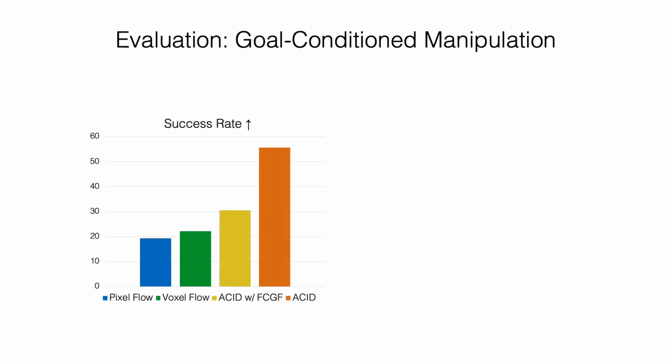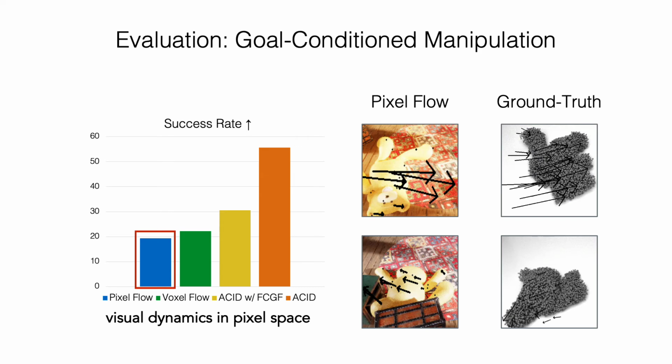We quantitatively evaluate the goal-conditioned manipulation performance of ACID and other baselines. First, we evaluate the pixel flow, which models visual dynamics in 2D pixel space. Pixel flow predicts incorrect flow direction and shows very poor manipulation performance. It indicates that modeling deformable object dynamics requires reasoning over complete object shape.